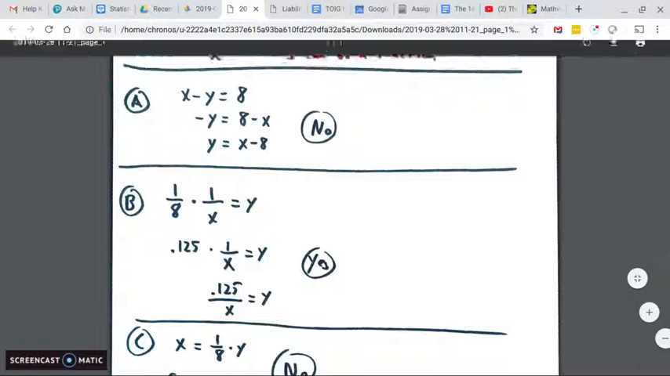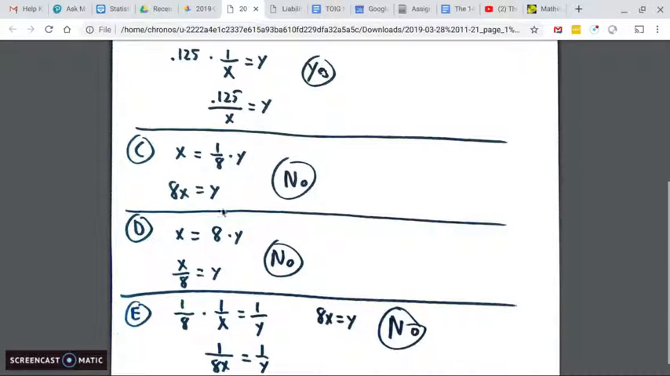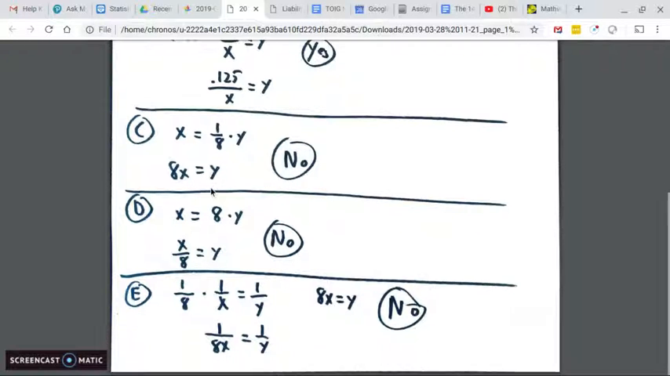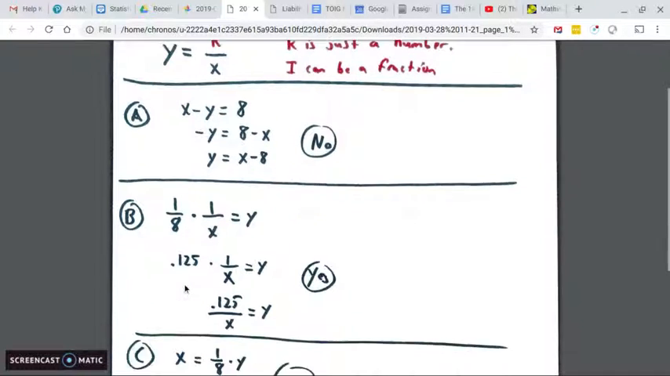We could stop now because we found the one answer, but I just want to show you the other ones also do not make inverse variation equations. So here I would just multiply both sides by 8, and I get y equals 8x. That's actually direct variation, the opposite of inverse variation. This one looks promising. I move the 8 over to the other side, and I get y is equal to a fraction, but the problem is the x is on the top, not the bottom where you need it to be. So we need x to be on the bottom and the number to be on the top.